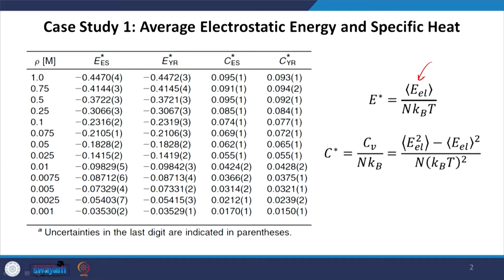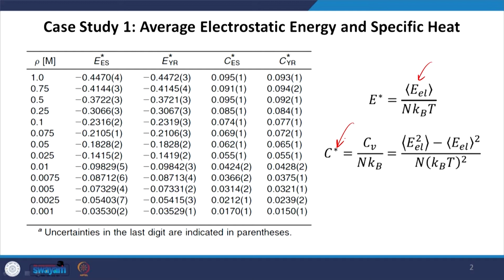So the first thing that we computed is the average electrostatic energy of the system. We leave aside the repulsive Lennard Jones part, we only compute the electrostatic energy and take an average over many trajectories as we have discussed earlier. So this quantity E star is the average of the electrostatic energy of the entire system divided by the thermal energy kBT and the number of particles in the system.